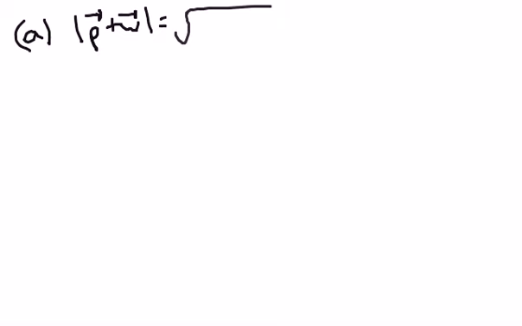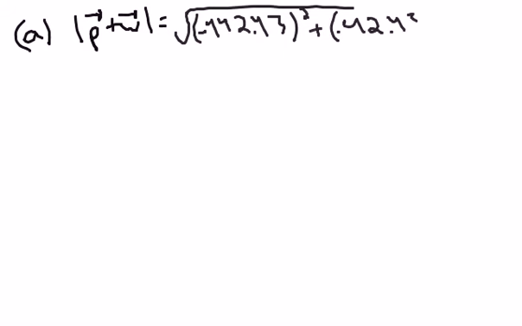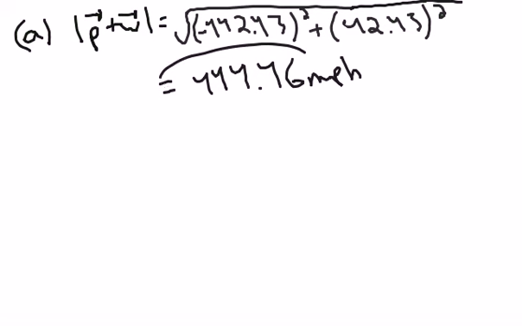This is going to be equal to the square root of negative 442.43 squared plus 42.43 squared. Get rid of this little dot here. And this turns out to be 444.46 miles per hour is the units we're looking at.